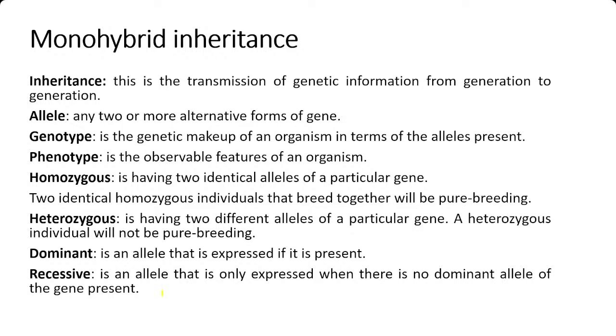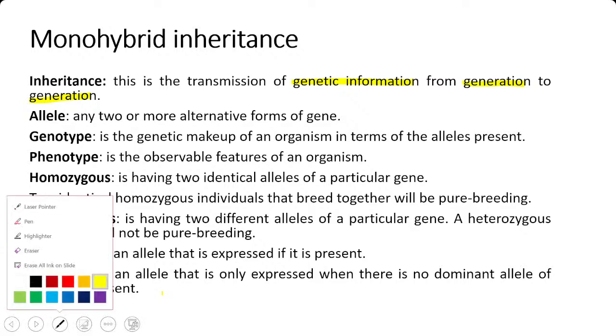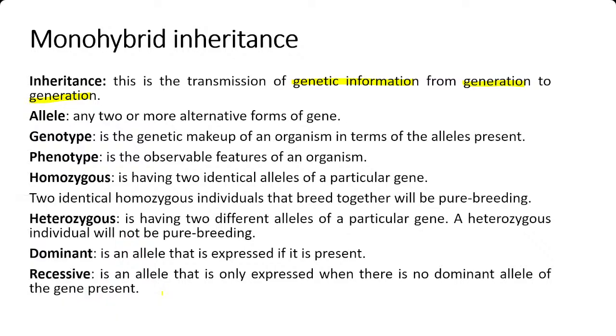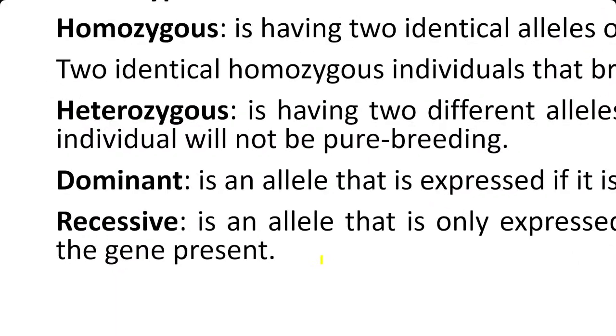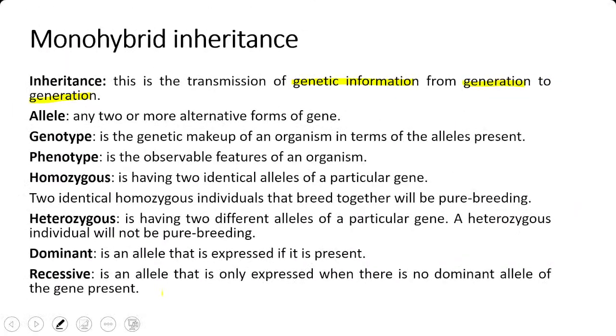Then we have monohybrid inheritance. As we said, inheritance is the transmission of genetic information from generation to generation. Now, these are the definitions that you do need to know. Okay, so allele: any two or more alternate forms of a gene. We just change the color for once.